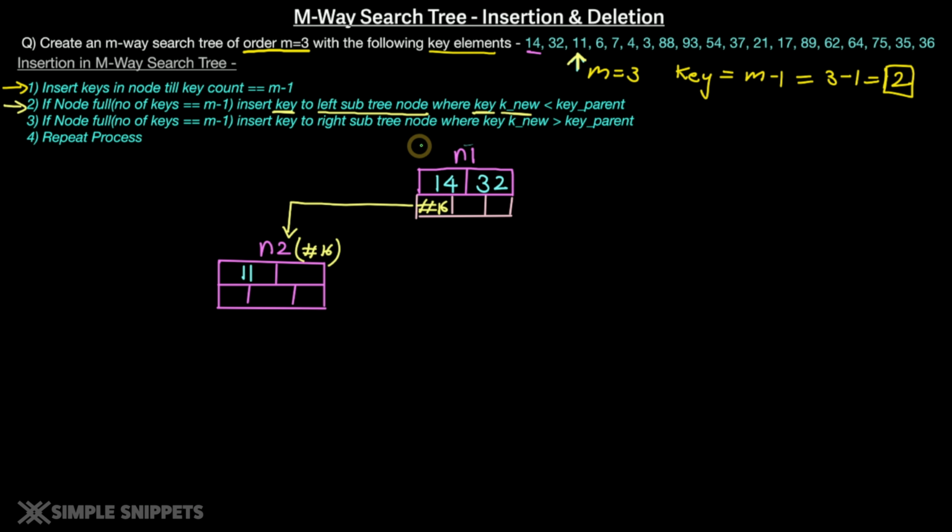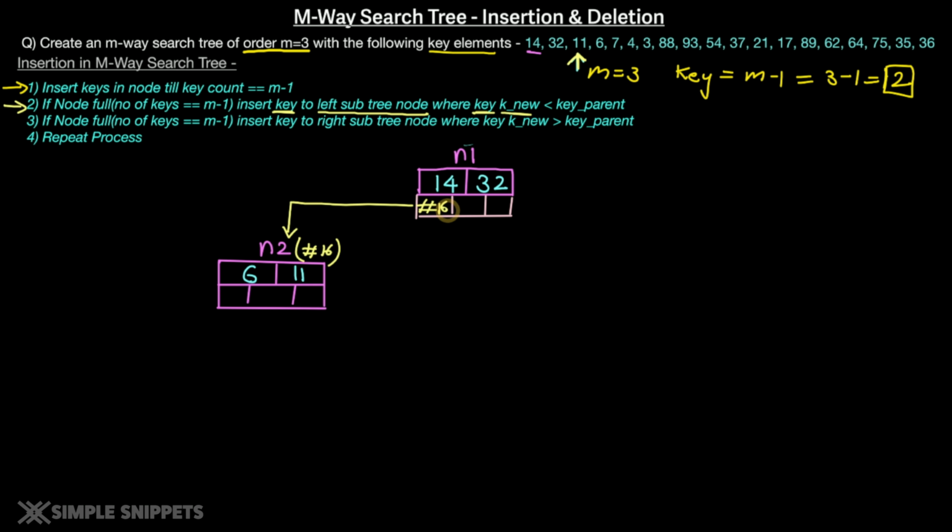So when you come over here and compare 6 with 14, of course 6 is smaller, then you go to the left hand side, and when you come to n2, when you want to store 6, you again compare it with the very first value and you realize that okay, 6 is smaller than 11. So now what you have to do is shift 11 to the right and 6 will come at this place. So let's do that. So 6 comes over here and 11 is shifted over here.